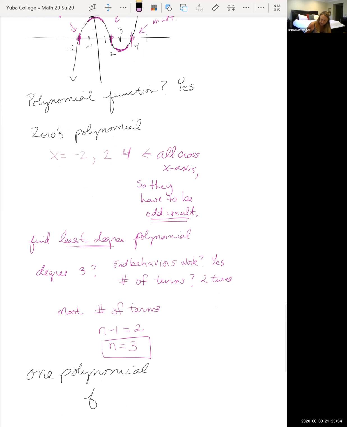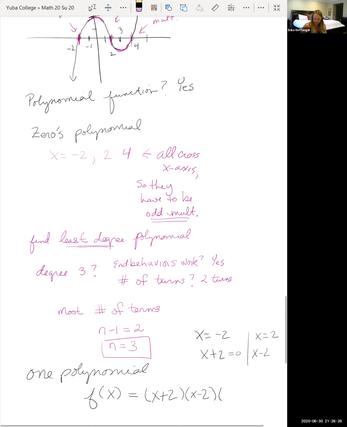It could be f of x equals, well, if x equals negative 2 is a zero, we talked about this last week, if we add 2 to both sides, x plus 2 is the factor. So x plus 2 is our factor. x equals 2 is a zero, so if we subtract 2 on both sides, x minus 2 is going to be a factor. And 4 is a zero, and so x minus 4, same reasoning, is a factor.